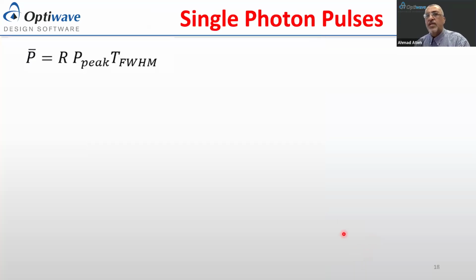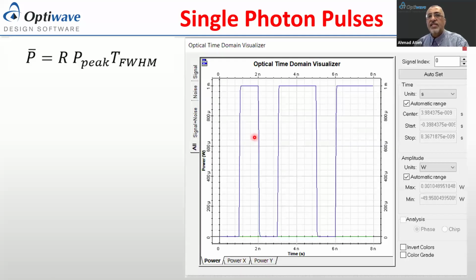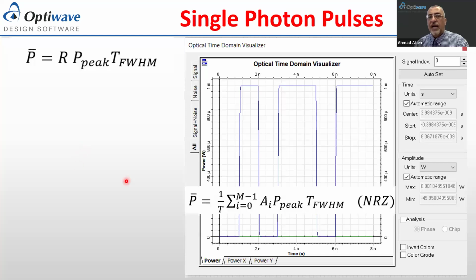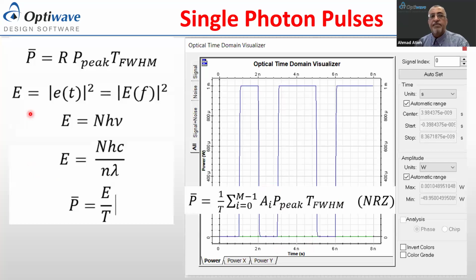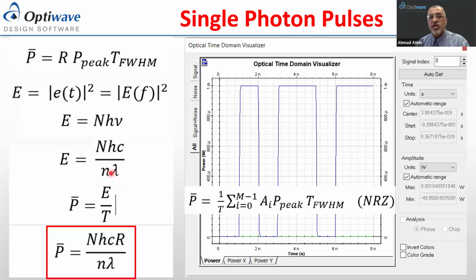Now, one of the important components, as I mentioned, in quantum is the single photon pulse generator. You have a stream of pulses, and for each pulse you need to control how many photons you need in it. So if you want to follow the algorithm, the average power of this sequence depends on the bit, whether it's 1 or 0, and then the peak power, and then the pulse width at half maximum. This is typically for NRZ. And then based on the energy and its relationship with average power, you can find the relation with the number of photons, and then you can get the number of photons related to the average power.